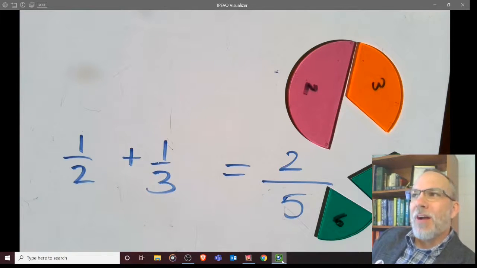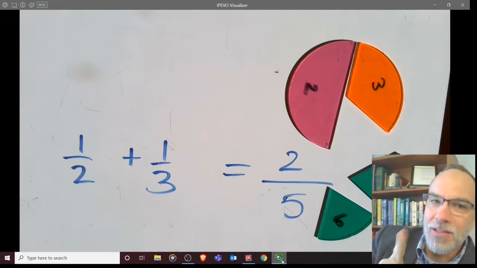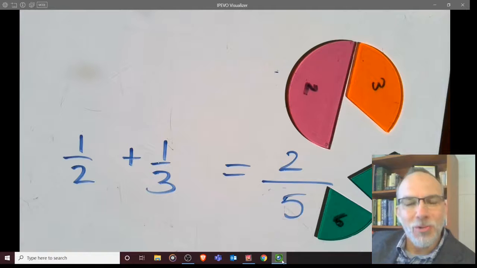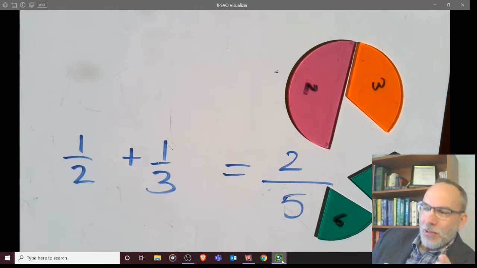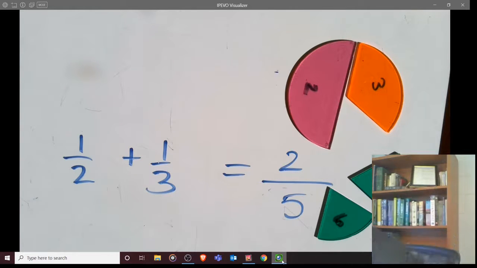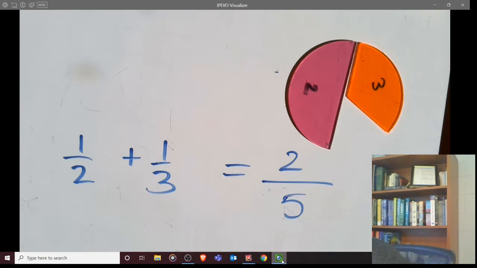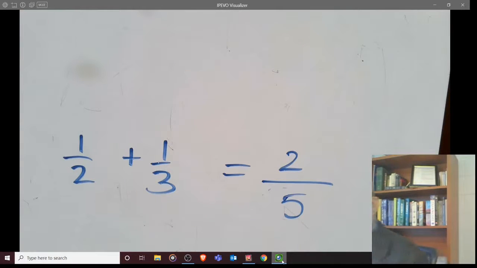So what we have to do before we add them is we have to get the pieces to be equally sized. And that is what you're doing when you're getting a common denominator, right? The denominator tells you the size of the pieces because they're all equally sized. And if you cut it into more pieces, they're going to be smaller. You cut it into less pieces, they're going to be bigger. So before we can even add these pieces together, we've got to get a common size.